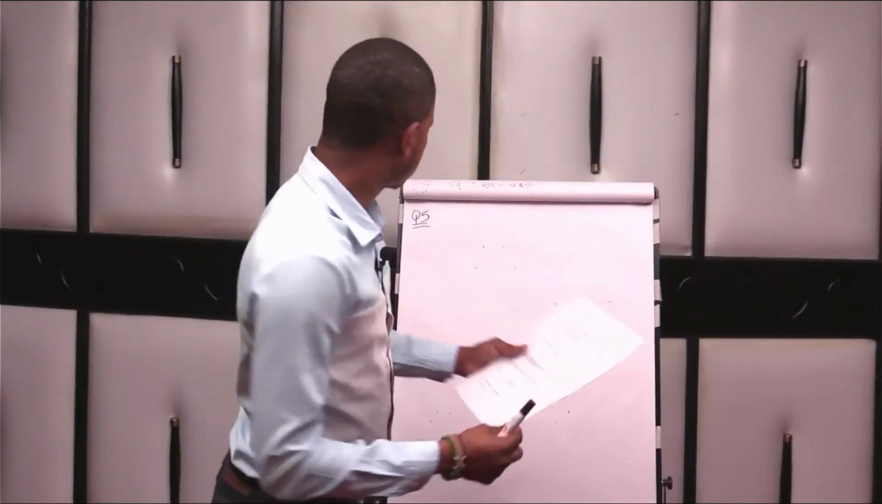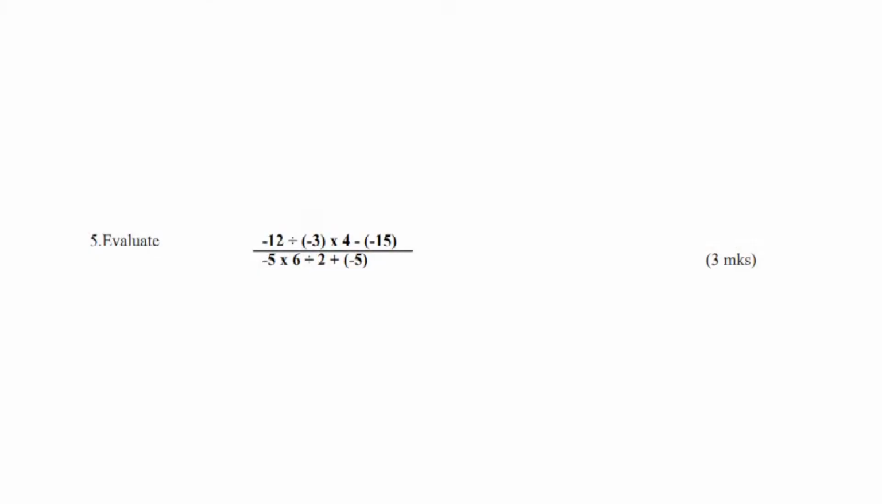So the next one is question 5. Evaluate minus 12 divided by minus 3 times 4 minus 15 divided by minus 5 times 6 divided by 2 plus minus 5.